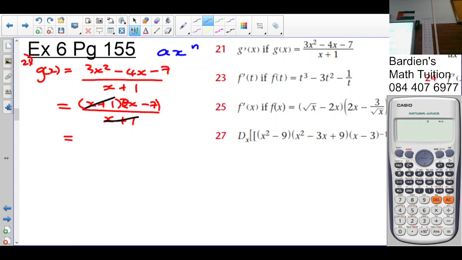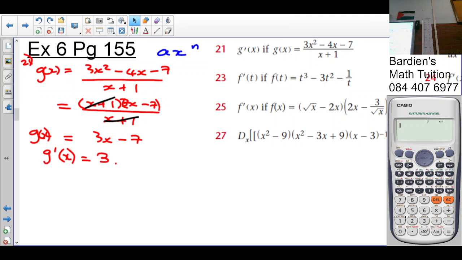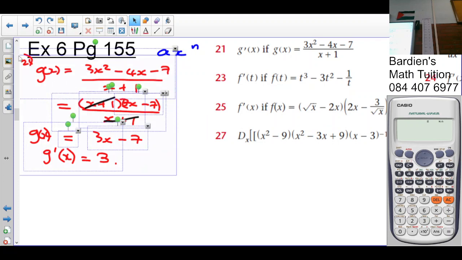So I'm left with 3x minus 7. That is your g of x. But what's the question? G dash x, g prime of x will be 3. Okay. Next one.